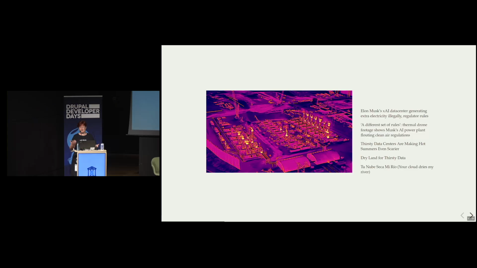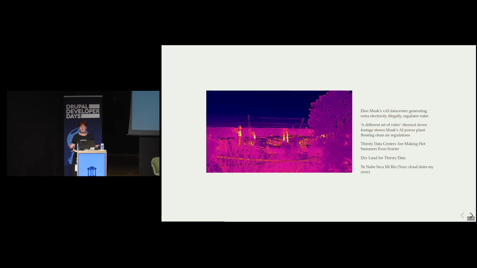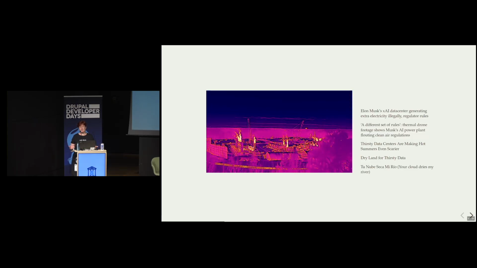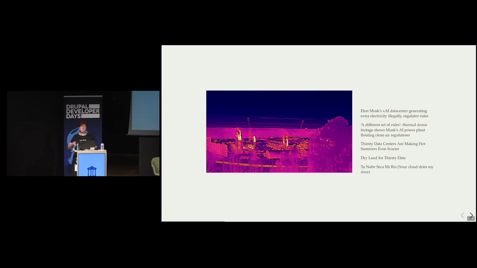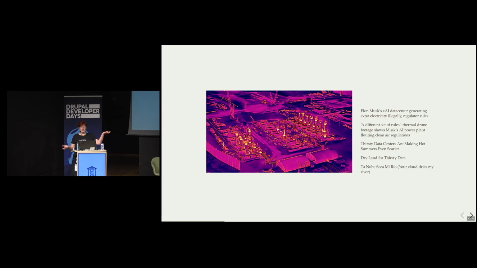In Spain, especially in the region of Aragon, you have a lot of water diversions. You already had that for industrial use, but that has increased a lot. So the water basically goes directly from the river into the cloud.